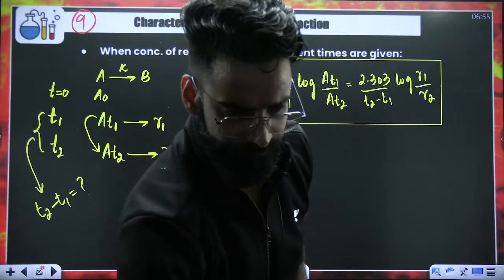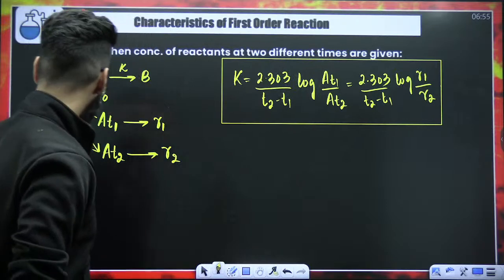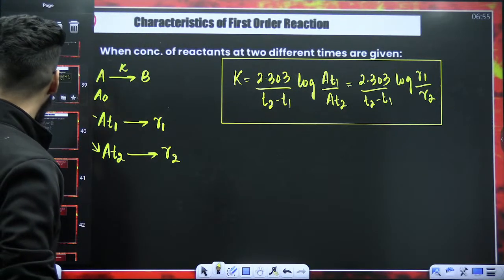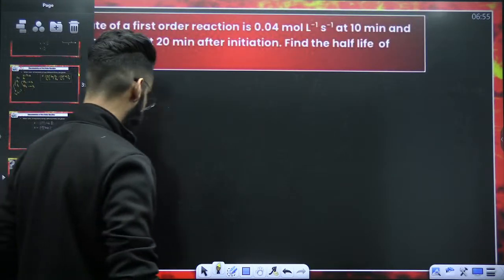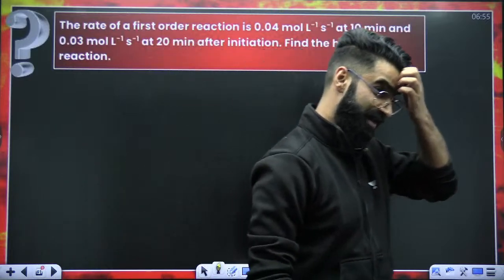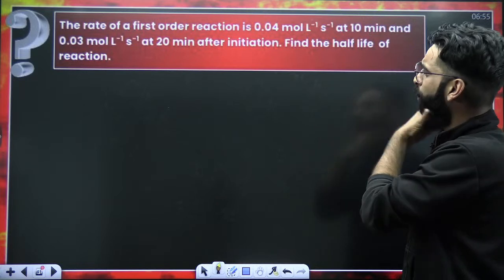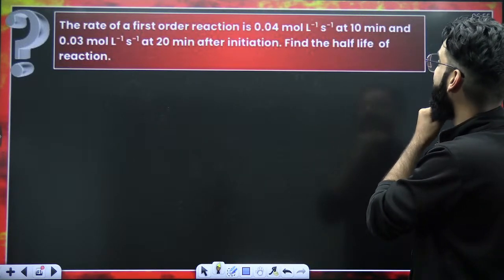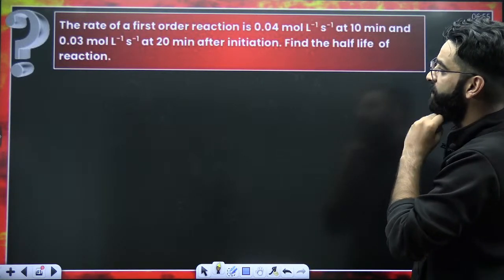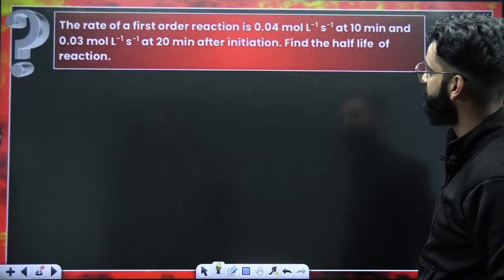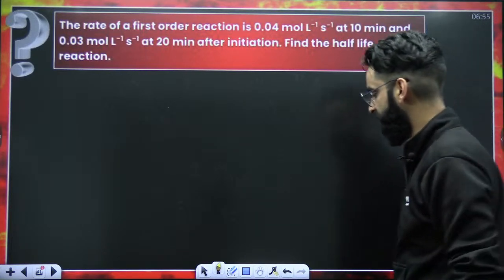Okay, guys. Now let's exactly see how this expression is used in the questions. What kind of questions will be asked? See, for example, this is one simple question which I'm giving you. The rate of the first order reaction is 0.04 moles per liter per second at 10 minutes and 0.03 moles per liter per second at 20 minutes after initiation. Find the half-life of the reaction.